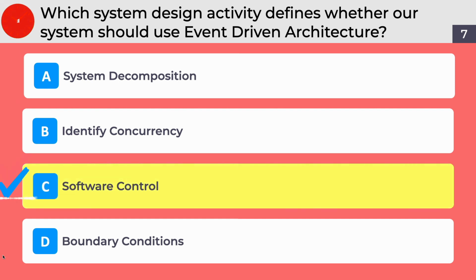And the correct answer is software control, option C. System decomposition is all about breaking the system into smaller subsystems. Identify concurrency, option B, does not imply the usage of event-driven architecture. And software control is the activity which allows us to figure out what kind of flow control we want to achieve within a system. An event-driven architecture is one example of a flow control, how messages flow between each system. Moving on to the next one.